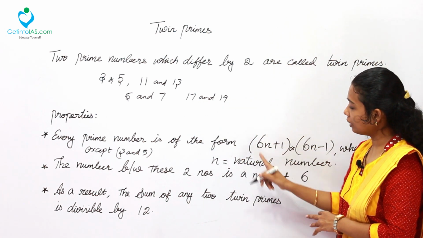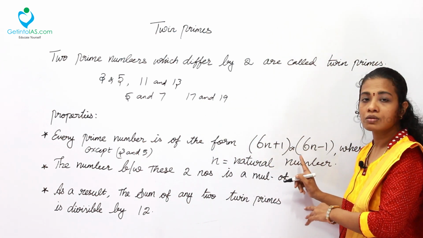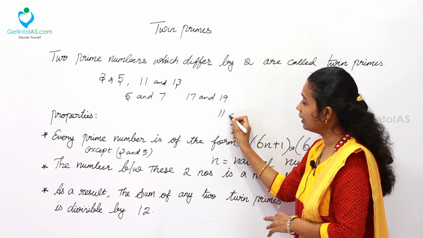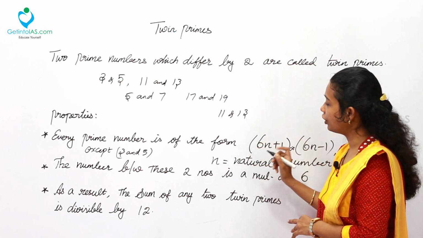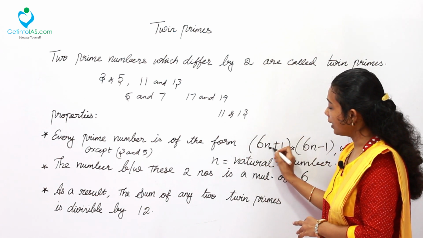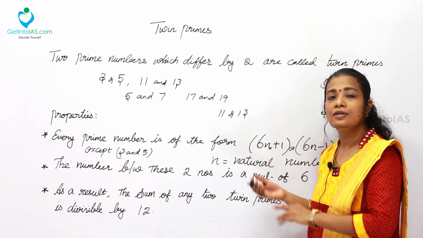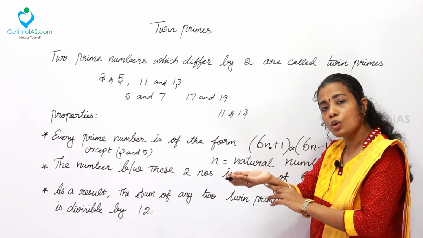So, any prime number you can take as 6n plus 1 or 6n minus 1. So, let's take 11 and 13. Let's check. Here, what is n actually? n is a natural number. Natural number means the range starting from 1 to infinity.